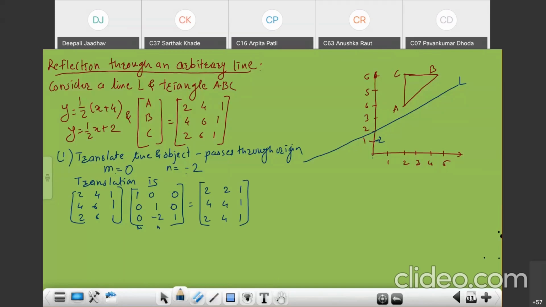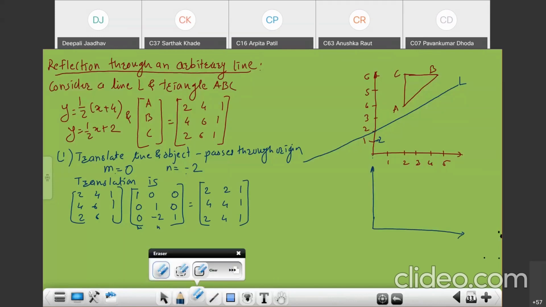That is, we translate the line and the object so that it passes through the origin. Now here minus 2 means the line comes here. It passes through the origin. I draw here again, because if I draw it within the same figure, it will be confusing for you. That's why I'm going to draw it again.